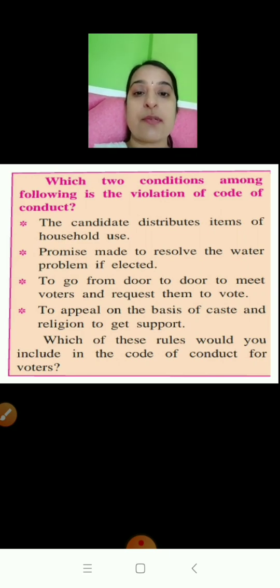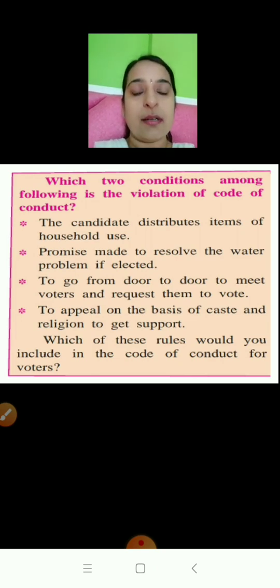Now see here, first one, the candidate distributes items of household use. It means that here the candidate is trying to bribe the voters, right? They are trying to lure the voters so that they vote in their favor. Yes. Now second, promise made to resolve the water problem if elected.